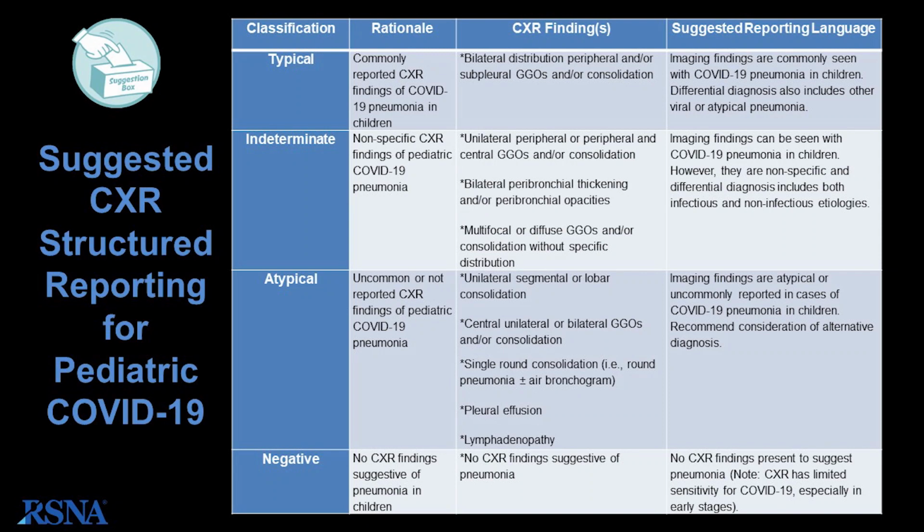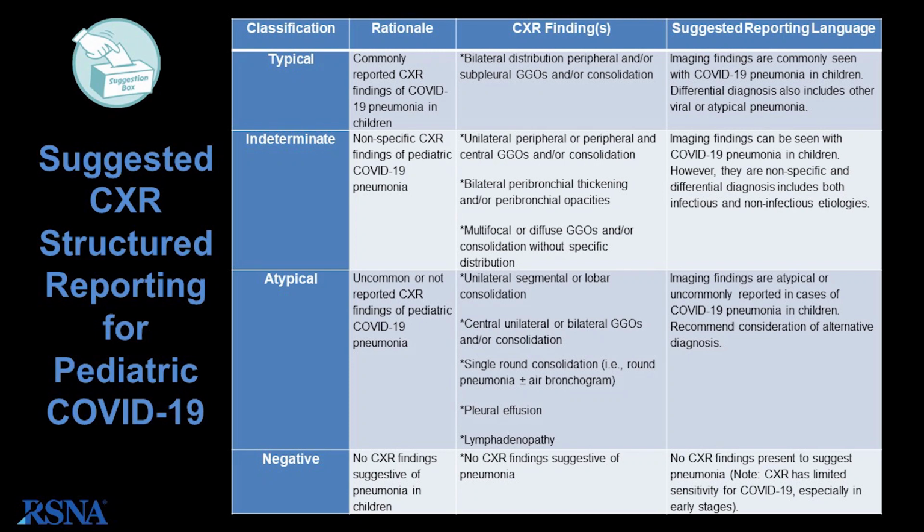The typical category is used to describe the most classic findings observed in pediatric COVID-19, namely the bilateral, peripheral, ground glass, and consolidative opacities. And so we recommend that for this category, you should at least bring COVID into the conversation and say, COVID-19 pneumonia can commonly present with these types of imaging findings. However, there are still some differential diagnoses, such as viral or atypical pneumonias, that could be considered.